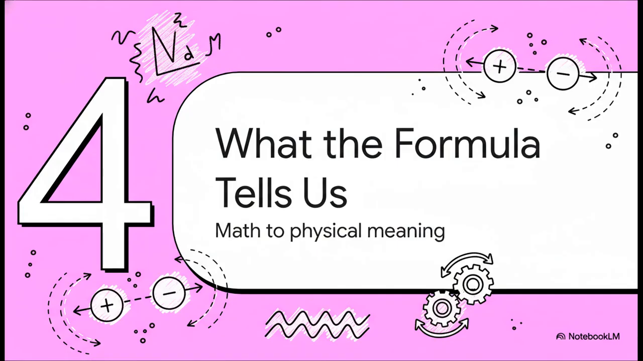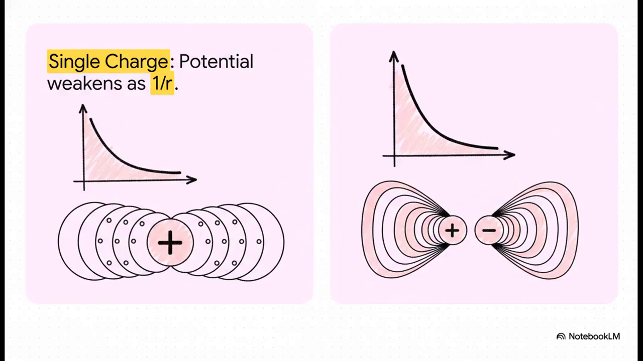Okay, so we did the math, we got a formula. That's great, but what does it actually mean? What's the physical story this equation is trying to tell us? Let's move on and translate this math into some real-world meaning. This right here is maybe the most important feature of a dipole. For a single isolated charge, the potential gets weaker proportionally to 1 over r, but for our dipole, it weakens as 1 over r squared. That means a dipole's influence fades away much faster as you get further away.